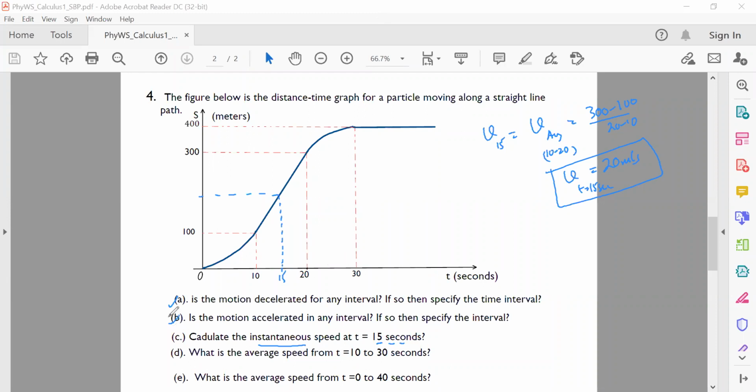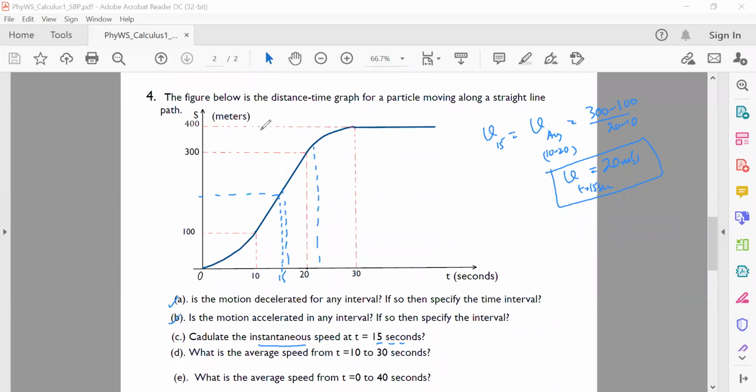Sir, could you please tell what is the instantaneous speed at 16 and at 25 seconds in decelerated motion? 16 will also be the same, because 16 is part of this. Okay, but 25 we cannot tell, because we don't know the rate of deceleration. You understand the point? Yes, sir. We don't know the rate of deceleration.